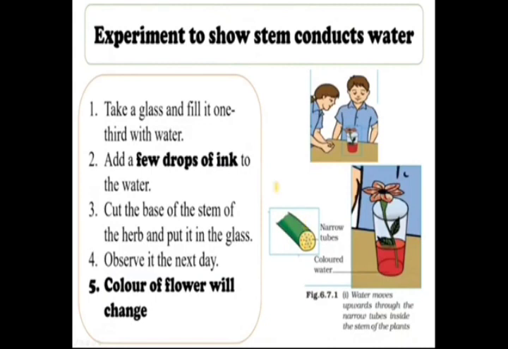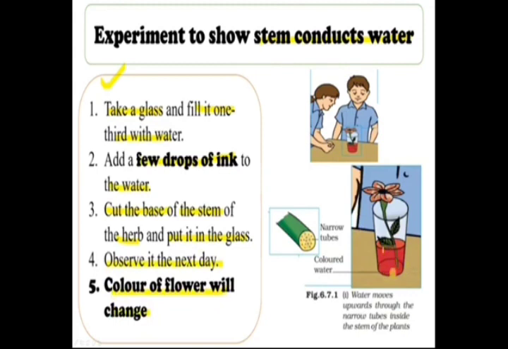Here I will show you a small experiment which is there in the textbook, to show that the stem conducts water. For that, take a glass and fill it one third with water and add a few drops of ink to the water. Look at here, you can see red color ink. Cut the base of the stem of the herb and put it in the glass. Observe the next day. You can observe the color of the flower will change.